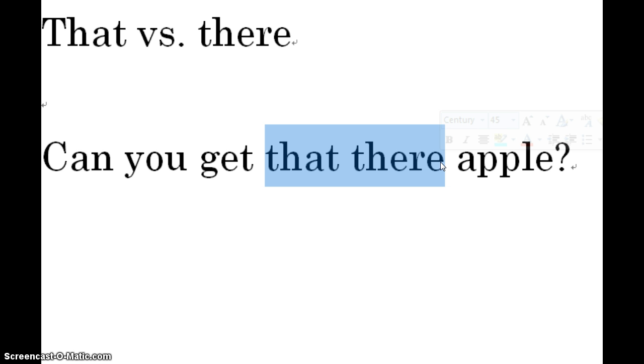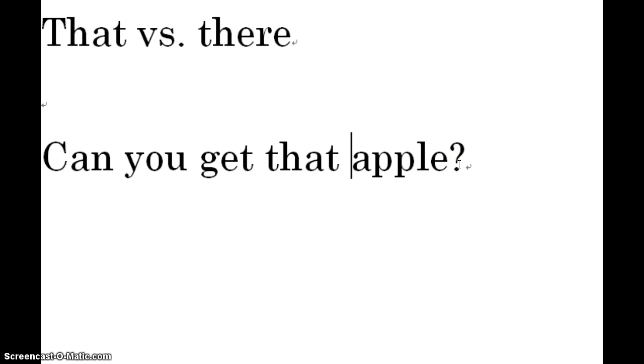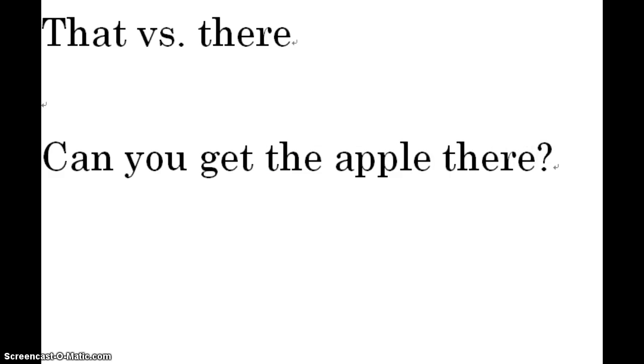Instead of saying, "Can you get that there apple?" we could say, "Can you get that apple?" We can just take out the word "there" because the word "that" is already informing where the apple is. Or if you really want to use the word "there," we can say, "Can you get the apple there?"